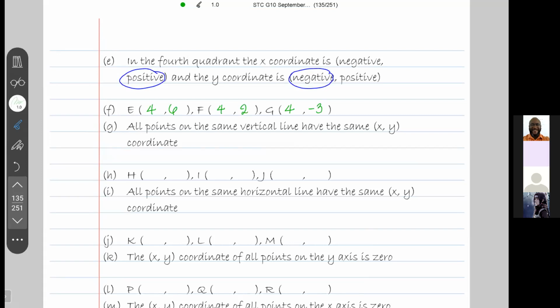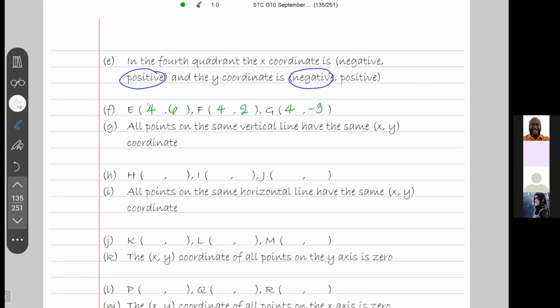we already showed that E, F, and G are on the same vertical line. Here's what this says. Joanna, this is your question. All points on the same vertical line have the same what coordinate? Y. Go again, Joanna. All points on the same vertical line have the same which coordinate? Y.